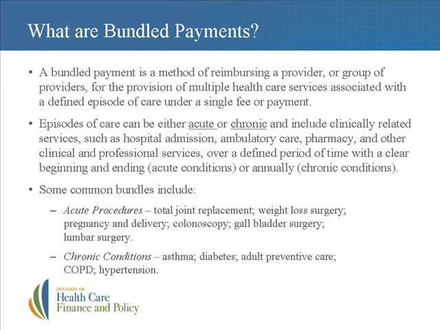In the case of the acute conditions, there is generally a time period which covers a pre- and post-surgery period, so maybe 30 days pre, 60 days post-surgery. For the chronic conditions, it's usually a time period of about a year, so what it takes to care for a patient with asthma for a period of 1 year. Some of the more common bundles listed here include the acute and chronic conditions: total knee replacements, surgeries, and as I said, chronic conditions like asthma and diabetes.